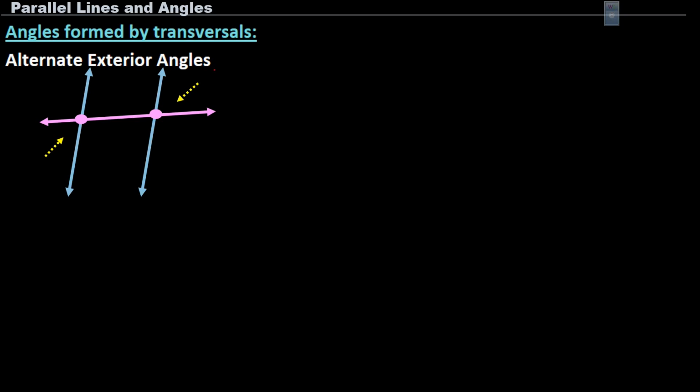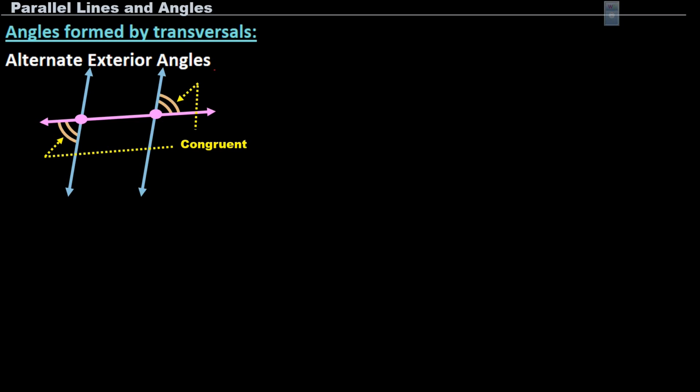Now, there's a specific type of relationship between these two angles because it's happening through parallel lines, and that's that they are congruent to each other. Whatever the measurement of one angle is, it's the exact same measurement for the other.